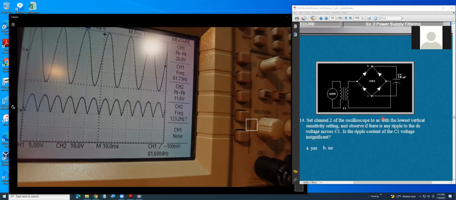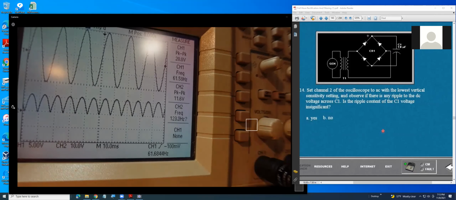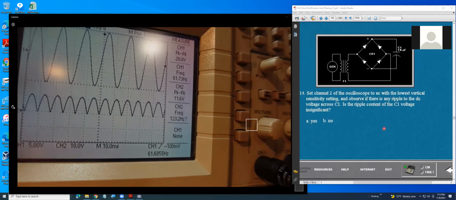So I guess they're asking, is the ripple content of the C1 voltage insignificant? I guess the answer would be yes. No, I mean, ripple, still, right, it would not be significant. The thing is, it has to discharge, and right now there is no loading, so it cannot discharge, but the ripple content is insignificant. So the answer is no, correct?